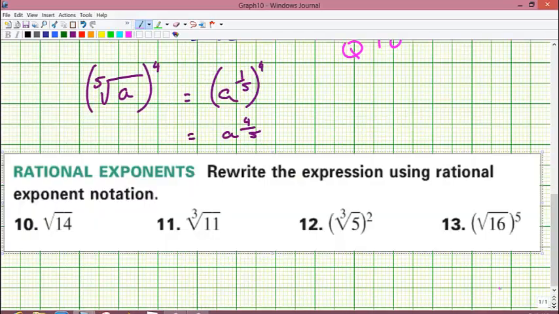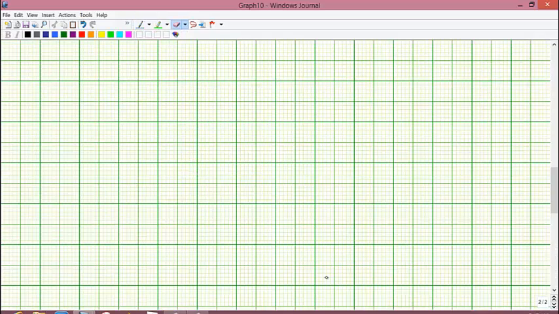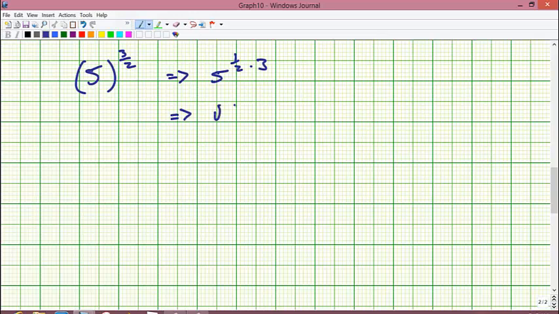And there they are. Okay, we're now going to write some problems going in the other direction, where we take a problem which is written in rational exponents and convert it to radicals. So let's take an example, 5 to the power of 3 over 2. Well, 3 over 2, we can simplify that. That's 5 to the power of 1/2 times 3. 5 to the power of a half, that's the square root of 5 to the power 3. And there is our expression converted into radical form.